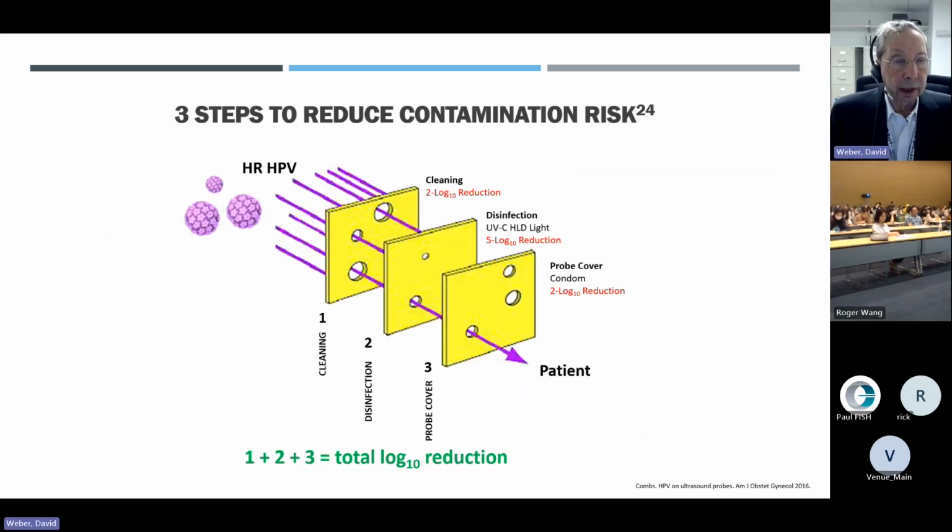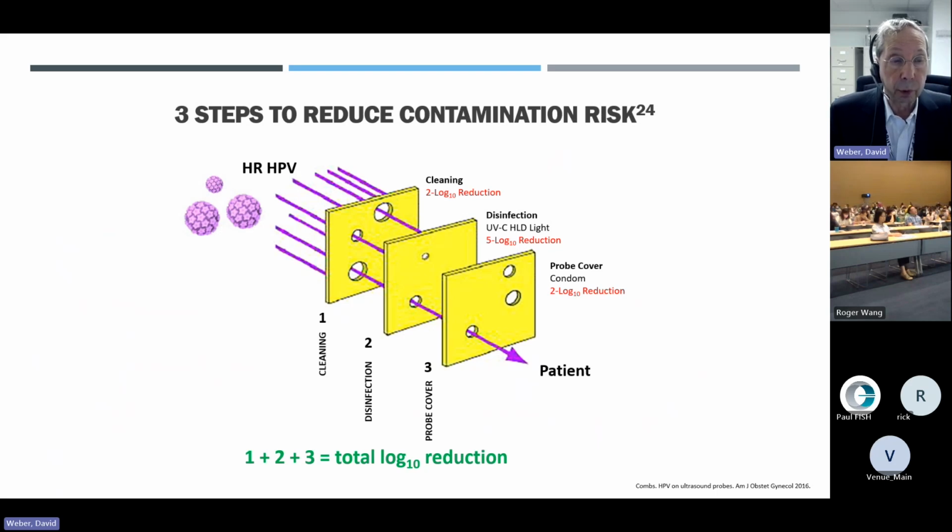This is the Emmentaler cheese model, also called the Swiss cheese model, for proper use and prevention of any disease. In order to get infection, all the holes have to line up. And here we're talking about HPV, human papillomavirus, a non-envelope virus, which is quite difficult to inactivate with many disinfection methods. So first of all, cleaning will remove about 2 logs of virus or other bacteria.